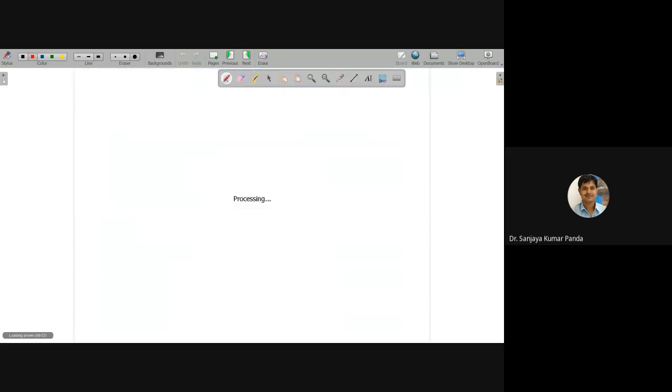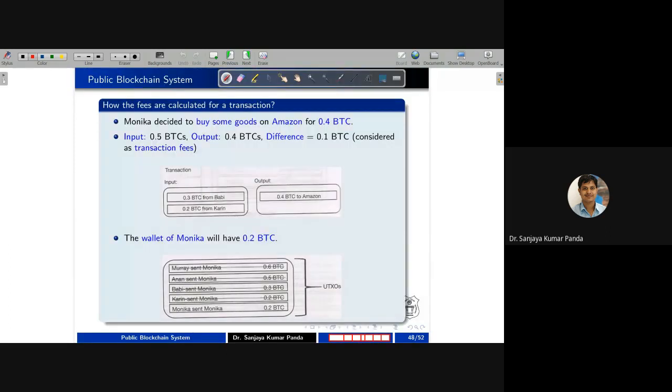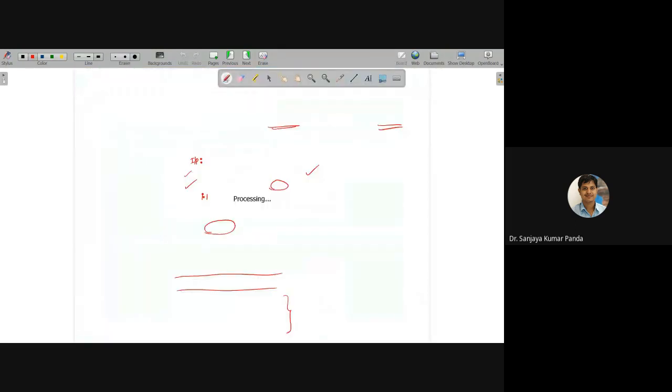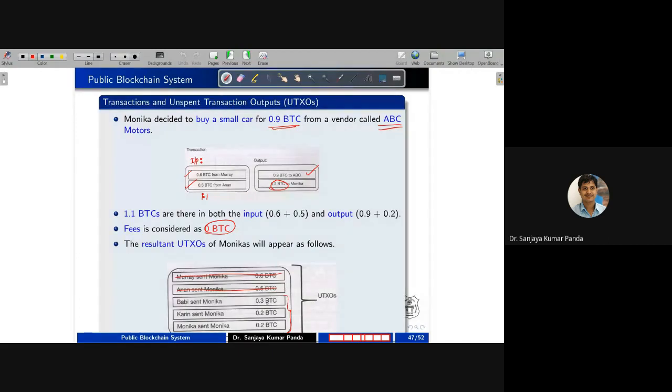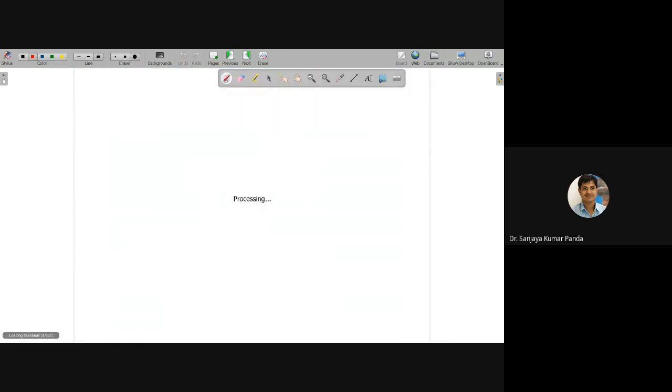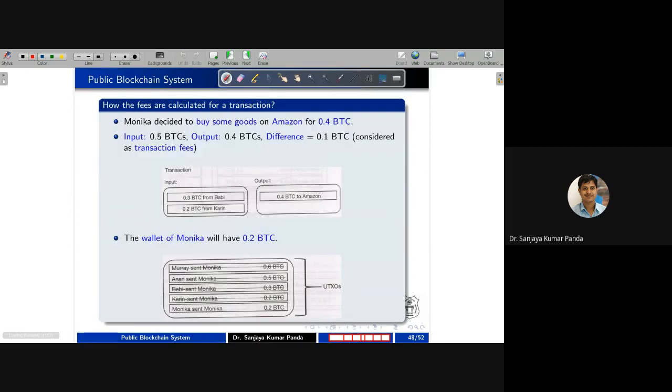Now, at a later point of time, again, Monica decided to buy some goods from Amazon of cost 0.4 BTC. So you are left with how many transactions? You are left with these three transactions: 0.3, 0.2, 0.2. So 0.7, and Monica is left with 0.2. So we can say it is 0.9. So now what will you do here?